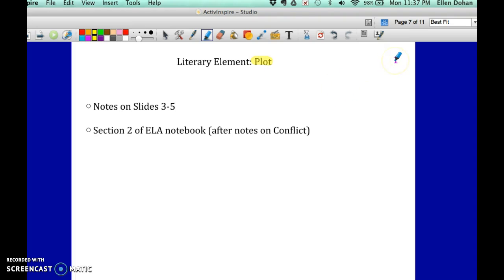And just like before, there's going to be a number in the right-hand corner that tells you when you should take notes. So you're going to be taking notes on slides 3 through 5, and this is going to be in section 2 of your ELA notebook after the notes on conflict. So go ahead and pause this video. Make sure you have a pen or pencil and your ELA notebook.